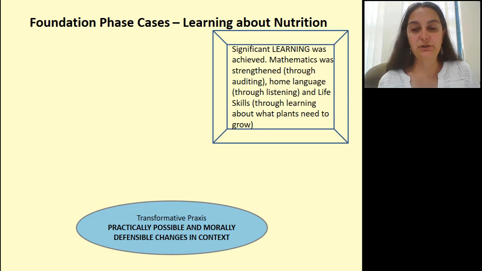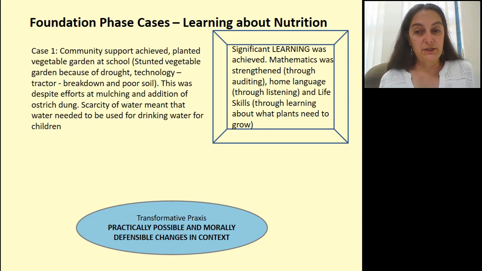And life skills was also strengthened as children learned about plants and what plants need to grow. So both of the teachers managed to achieve this, and then looking specifically at the different cases. In the first case, the teacher did manage to achieve better community support, and that was the community were no longer jumping over the fence to help themselves to vegetables, and this was discussed at the community level, and change was achieved there.